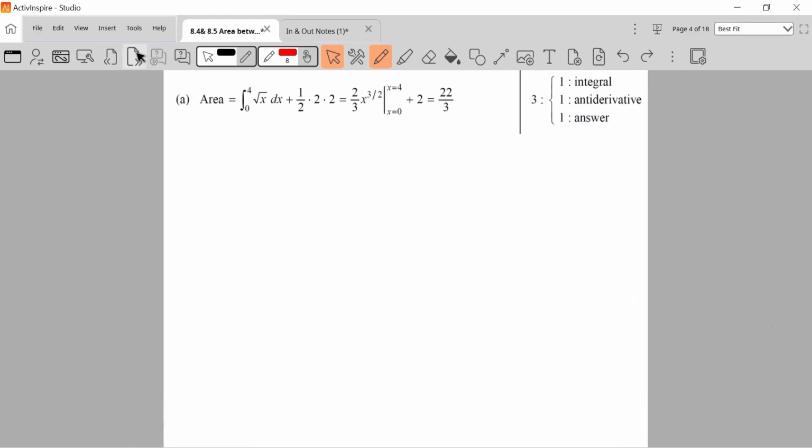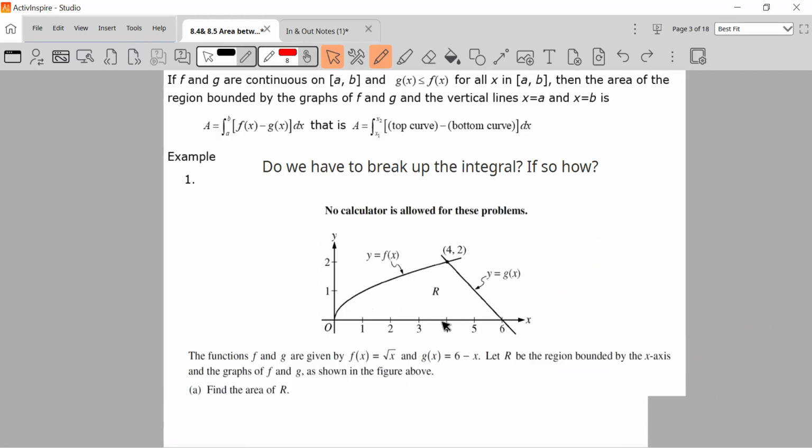And here's the answer. 1 point for the integral, 1 point for the antiderivative, and 1 point for the final answer. If you see this answer right here, this 1/2 times 2 times 2, they just took this and made it like a triangle, which remember, we can still do that if it's area under a curve. If we can do geometric shapes, you're legally allowed to do that. So keep that in mind.